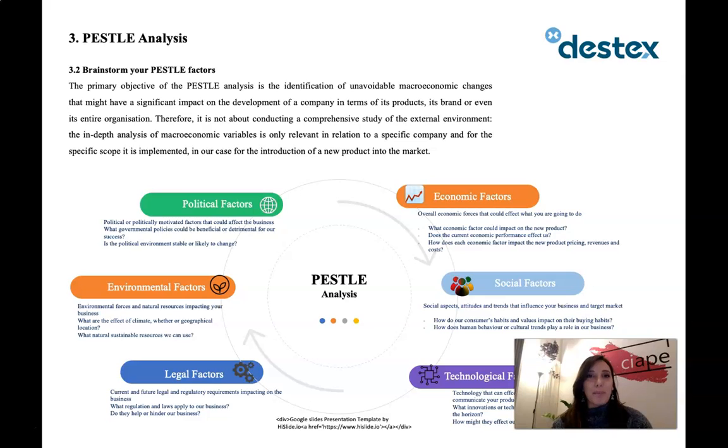The primary objective of the PESTLE analysis is conducting an in-depth analysis of macroeconomic variables relevant for a specific company and for the scope for which it is implemented. In order to ease the brainstorming process, we can use some key questions. Some examples are reported in these slides.